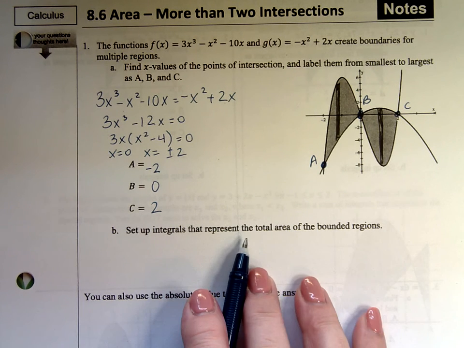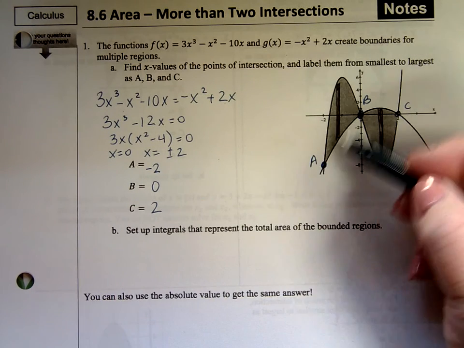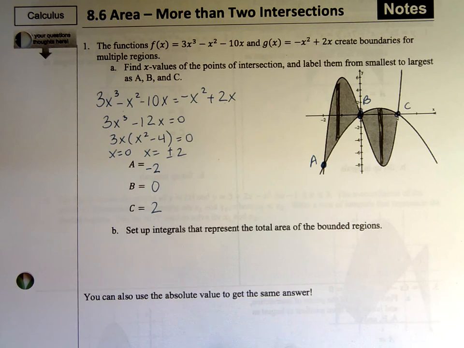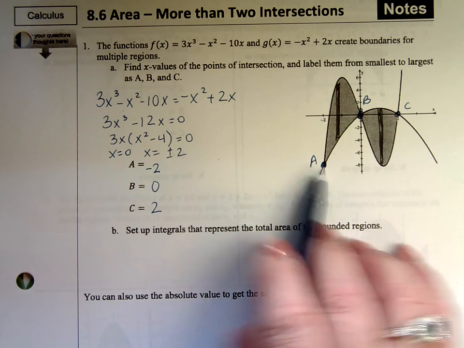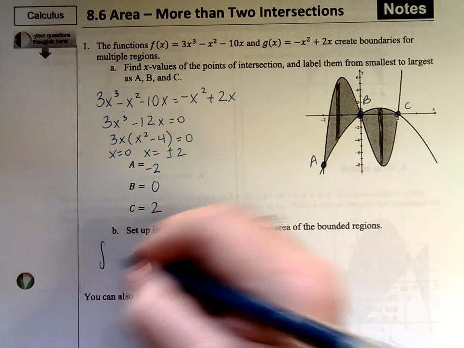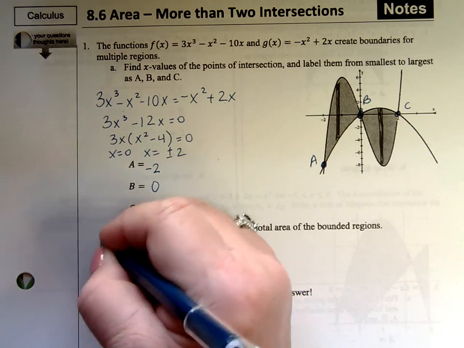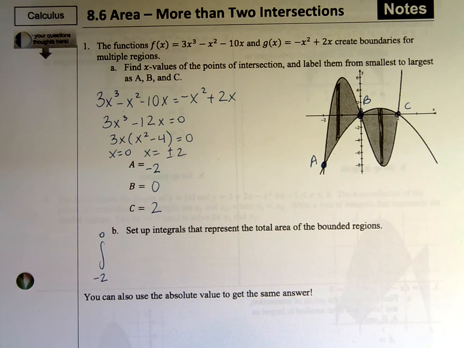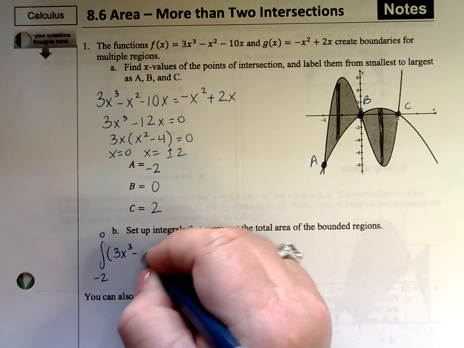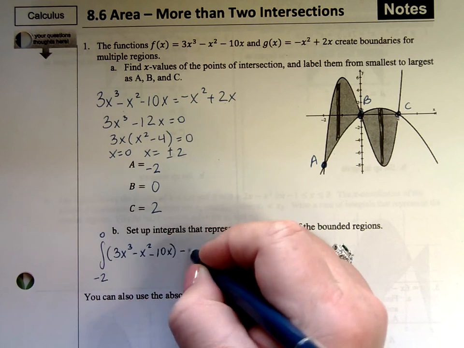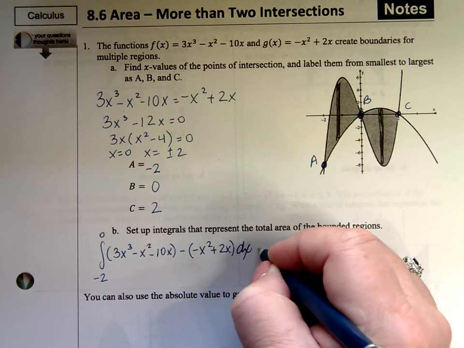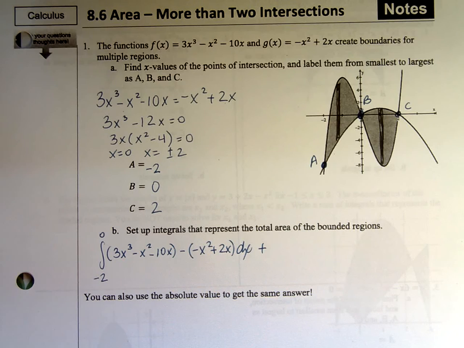Let's set up the integral that represents the total area. All right, well, the first area goes from A to B. In this case, these are nice numbers, so I'm just going to use the numbers, but you'll see in a little bit that I might just use the letters. Once I've identified what A, B, and C are, I can just use those letters in my integral. But for now, they're easy numbers, so we're going to keep it that way. The first one goes between negative 2 and 0. Who's on top? The cubic. That would be 3x cubed minus x squared minus 10x. And on the bottom is my parabola, negative x squared plus 2x. All right, there's the first area, top minus bottom.